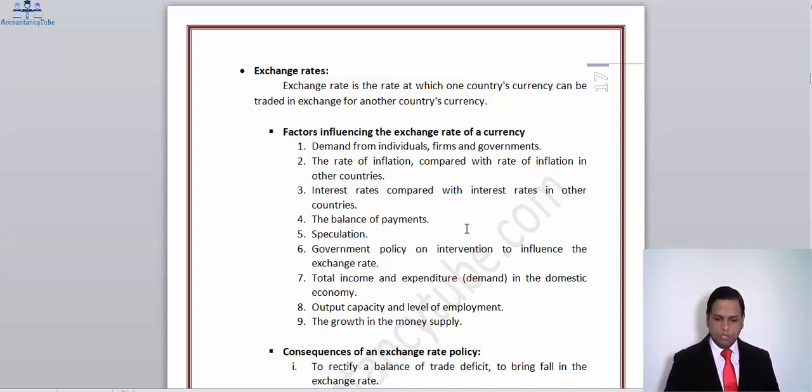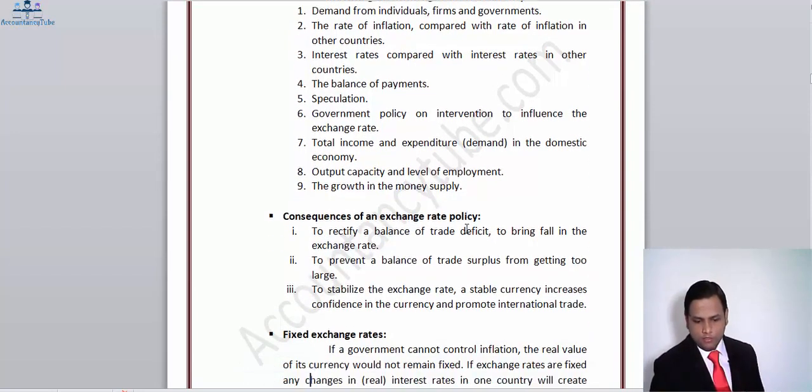Then we have total income and expenditure in the domestic economy. The more the funds are rolling in the economy, the more value there is, and it would not be easy for the currency to depreciate that fast. Then we have output capacity and level of employment. The more people are rich at the middle class level, the more value the currency has, because money is distributed among the society and not held in the hands of a few. Then we have the growth in the money supply, which we discussed in the monetary segment.